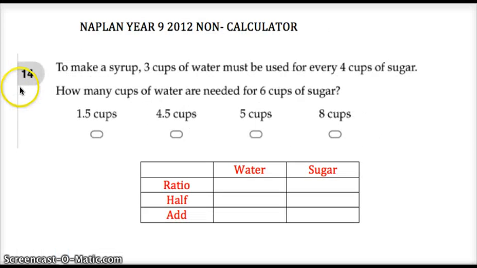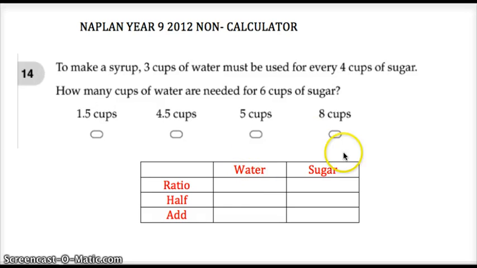Now for question 14 of the 2012 non-calculator paper. To make a syrup, 3 cups of water must be used for every 4 cups of sugar. How many cups of water are needed for 6 cups of sugar? If you like, you can try and use this scaffold like this table down here to help you. Pause the video and attempt the question.